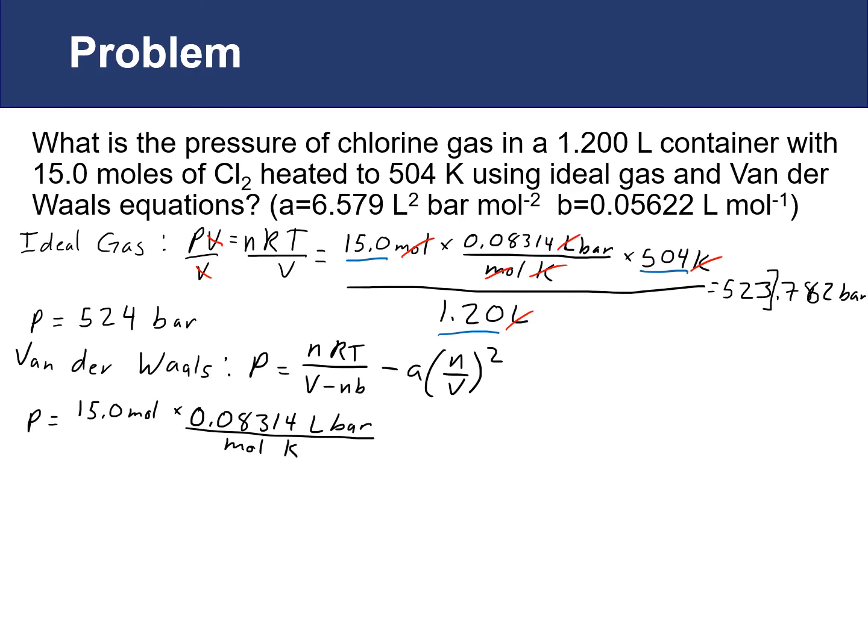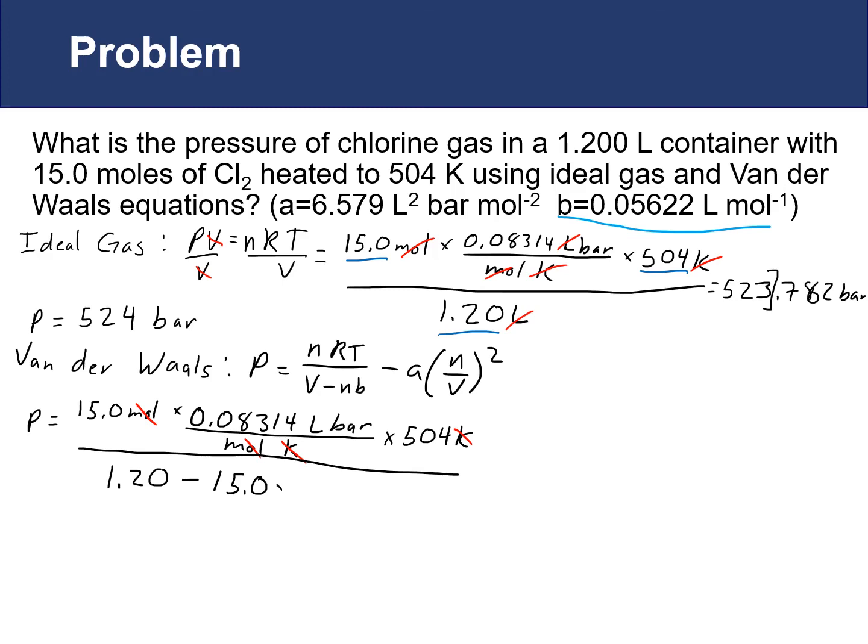Our moles cancel out. We then multiply this by our temperature, 504 Kelvin. Our Kelvin cancels out. We will take this whole thing, divide that by V minus nb. So our V, our volume, is 1.20. Our n, so we're going to minus n, 15.0. Our b value is listed up here. So for these, you would actually have to be given the values.